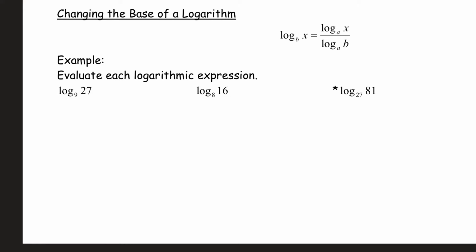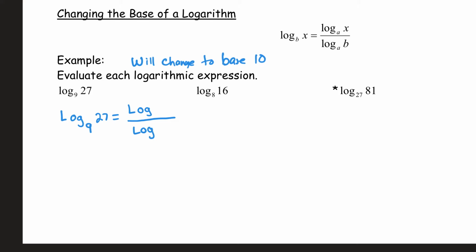There are times that we have to change the base. In other words, the b value has to be changed. I'm going to go ahead and explain to you how to change the base. In this case, we're going to change it to the common base, which is base 10. So we'll change to base 10. So for example, the logarithm base 9 of 27, and you want to use a calculator, you're just going to go ahead and make it into a quotient.